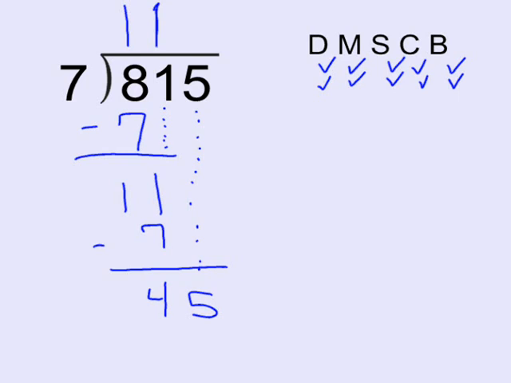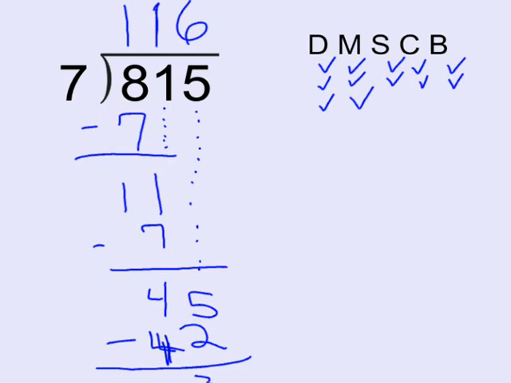I have 7 groups. If I wanted to divide those 45 pieces into 7 groups, how many will each group get? Well, 7 can go into 45. When I know my facts, I know 7 times 6 is 42. So I'm going to put 6 right up here. That's my division step. Now I'm going to multiply. 6 times 7 is 42. And now I'm going to subtract. 45 minus 42 is 3.